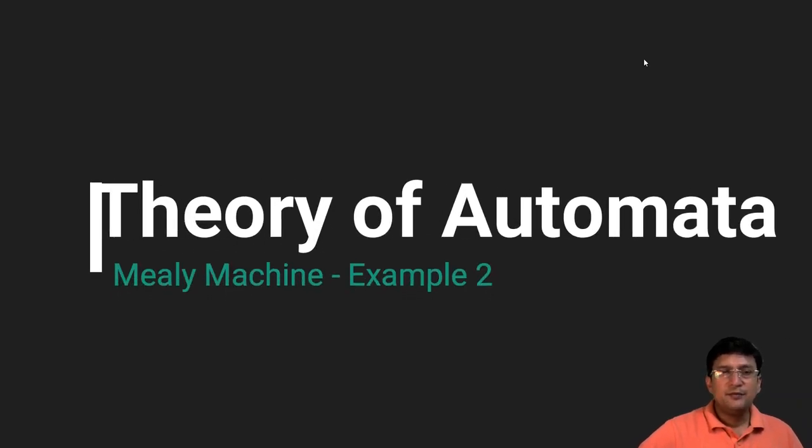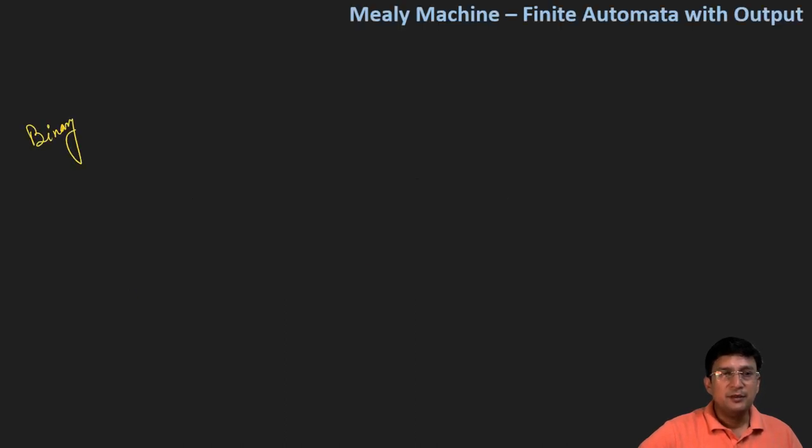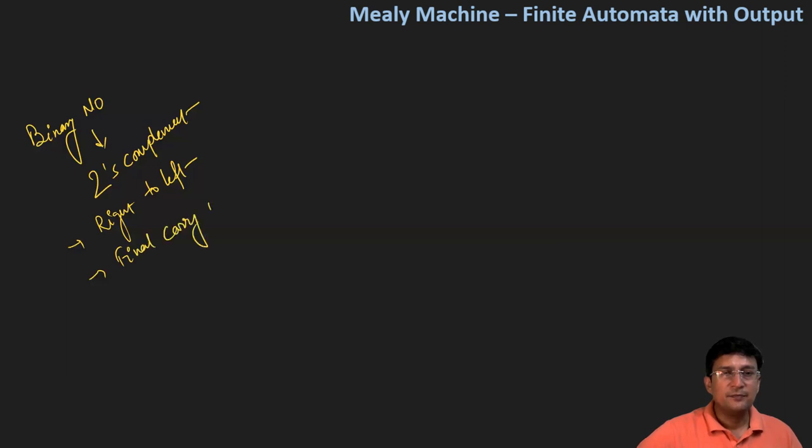So in this lecture, we will discuss one more example related to the Mealy machine. Let's say a binary number is given as the input to me, and I have to produce the 2's complement of this binary number as the output. Now, here an assumption is taken that the numbers are processed from right to left. This is the first assumption. And one more assumption is taken as the final carry is discarded.